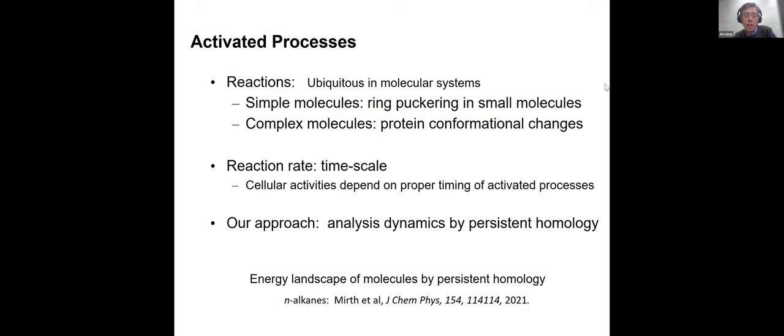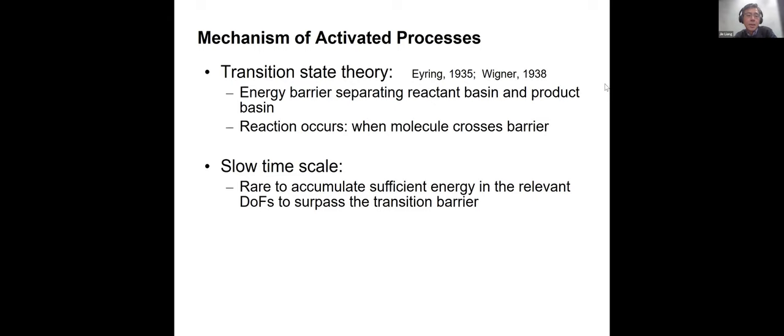This persistent homology has been very fruitful, and one of the important papers is from Henry Adams and Clark on energy landscape analysis. I highly recommend that work. But here we are looking specifically at these activated processes and the mechanism behind them. The most famous work on this is transition state theory, going all the way back to the 1930s. The idea is that you have an energy barrier separating a reactant basin and a product basin, and reactions will occur when molecules cross these barriers.